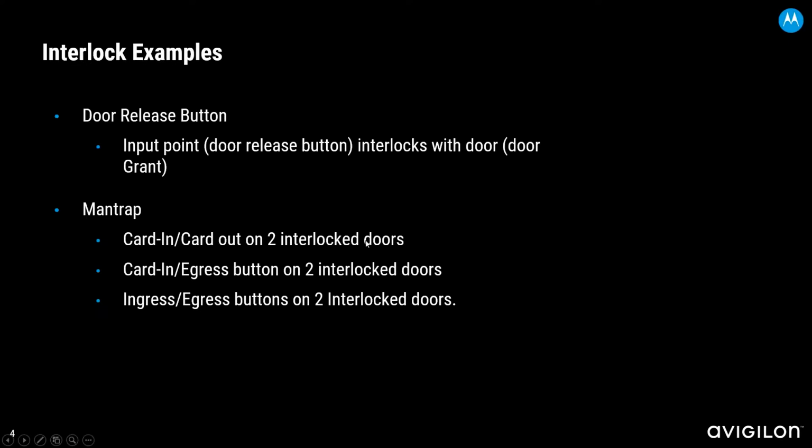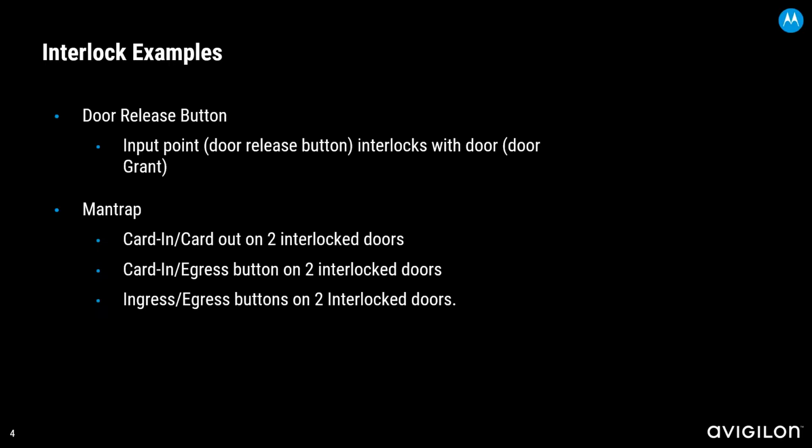So a couple configuration examples where you probably use interlocks the majority of the time. This of course is not the only way to use interlocks, but just probably the most common use case scenarios. One is a door release button. Go to the input point. You can use the interlock to quickly set up that functionality so that when you press a button, it does a door grant. And then, of course, your man trap scenarios, and I've listed three different types of scenarios, and really that's not an exhaustive list. There's other ways that you can do a man trap.